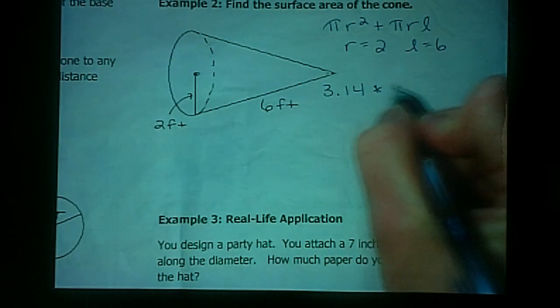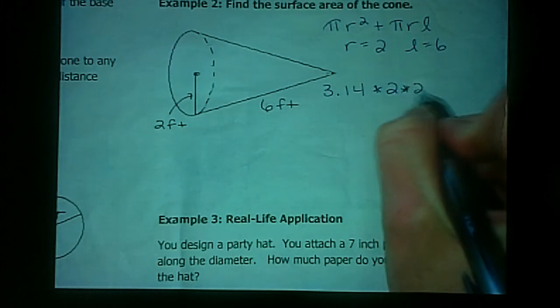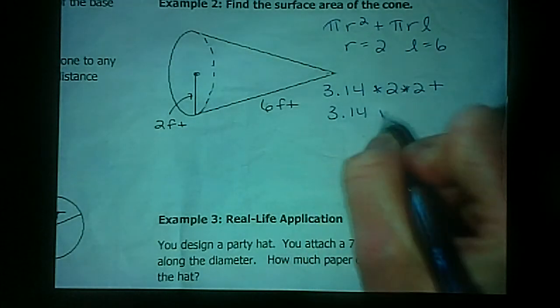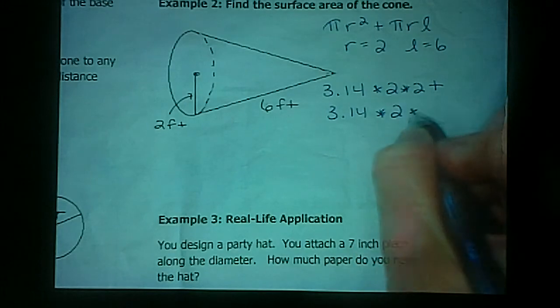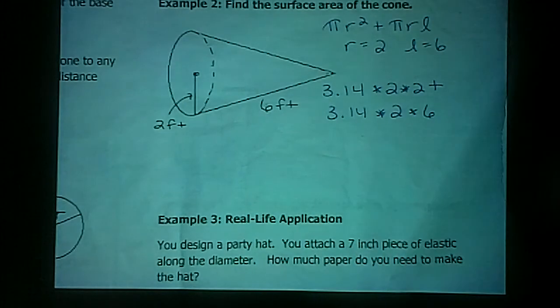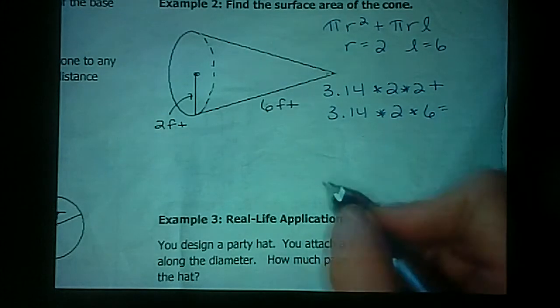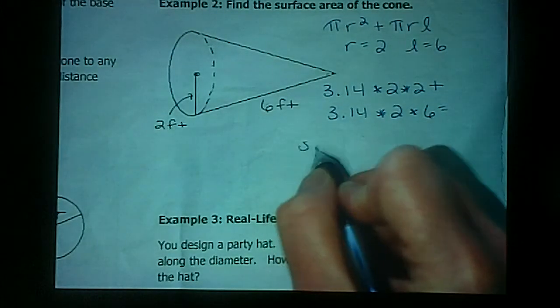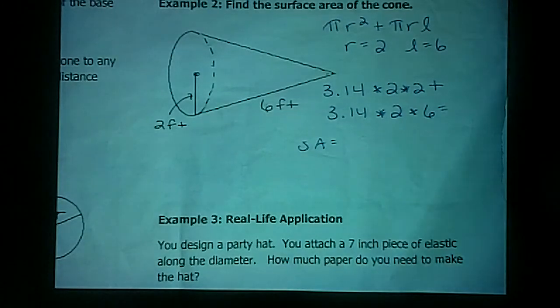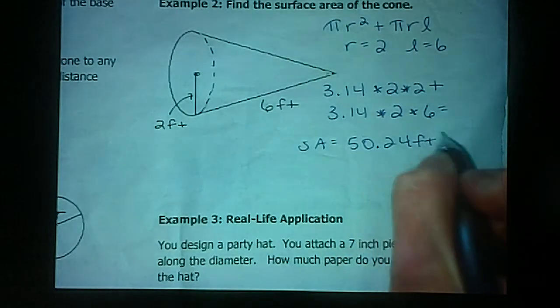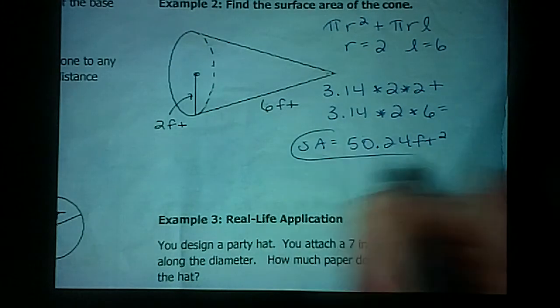Plug it in. 3.14 times the radius squared, so twice, plus 3.14 times the radius times the slant height. Plug it all in. I'll give you a moment. Do it, do it. What did you get? Was it 50.24 feet squared? If it was, give yourself a pat on the back.